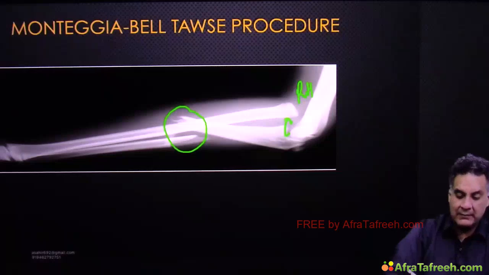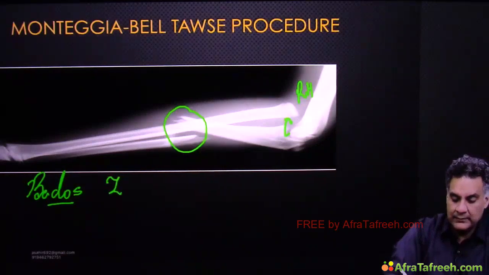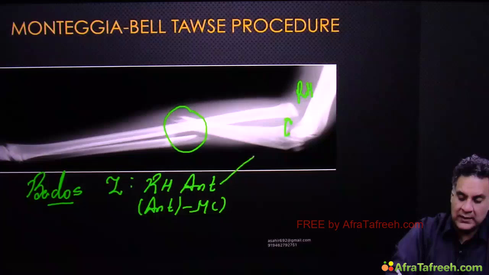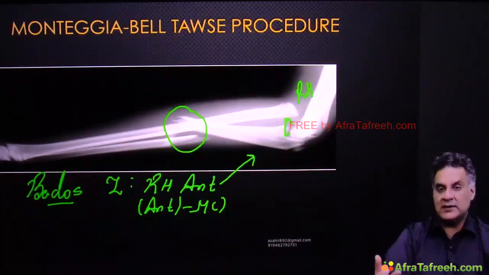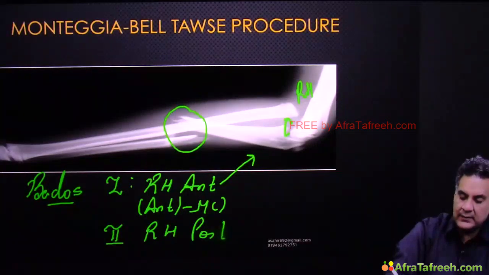It is classified by the Bado classification. Monteggia type 1 is when the radial head goes anteriorly. Anteriorly is the most common type, the one shown here. That was the image that came. They asked you, what is this? Monteggia type 1. Monteggia type 2, the radial head goes posteriorly.